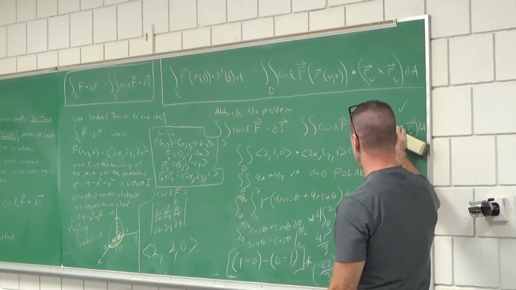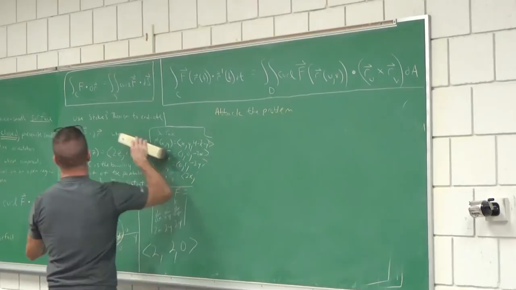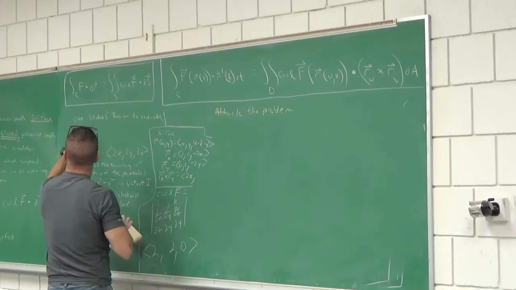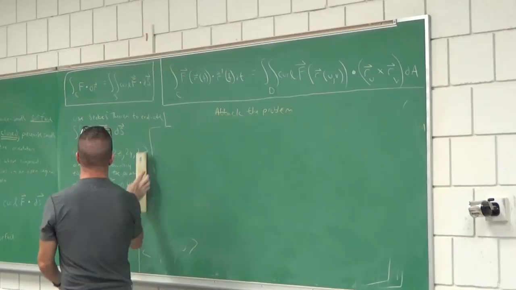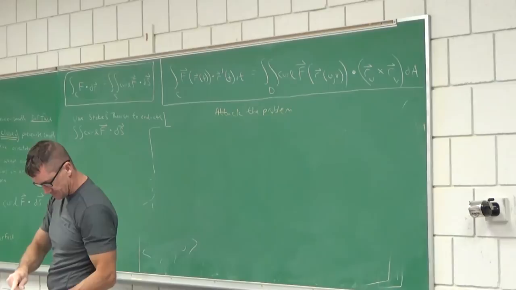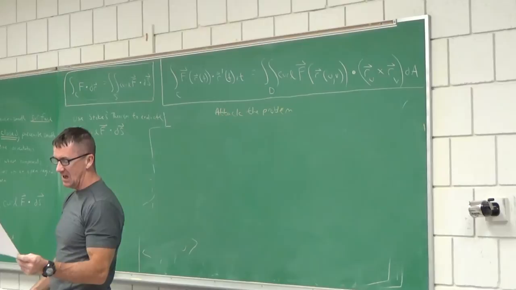Yes. I'm going to erase this attack the problem part because we're going to attack it the other way. All right. Use Stokes' theorem to evaluate the curl of F dot dS. By the way, they call this the flux of the curl of F across surface S.